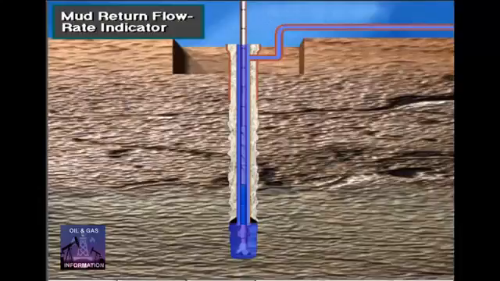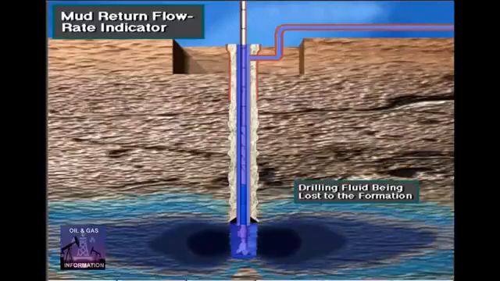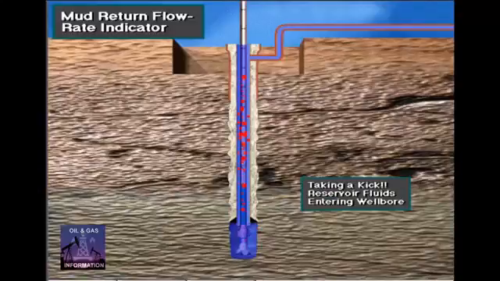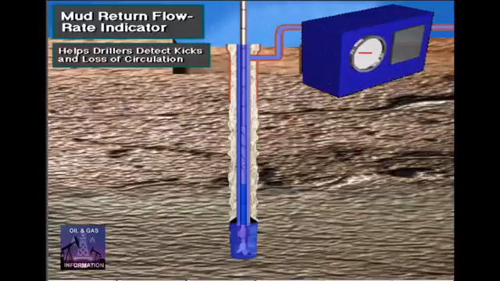A change in the return flow rate of the mud may indicate one of two things. If the flow rate decreases, mud may be being lost to a downhole formation. If the flow rate increases, formation fluids may have entered the hole and are forcing drilling mud out. So, a mud return flow rate indicator can help drillers detect kicks and loss of circulation.